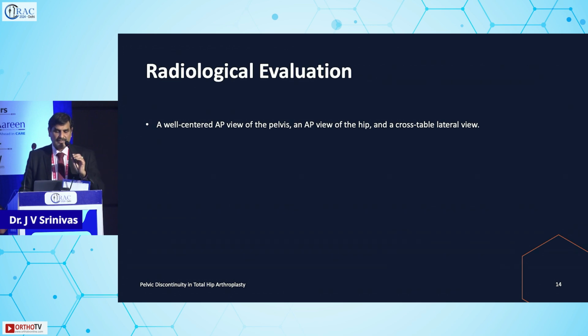If you see radiological evaluation, on a well-centered AP view, most of the time we are able to pick it up. But if you have a suspicion and you're not able to see it, the iliac view and obturator view are very good.